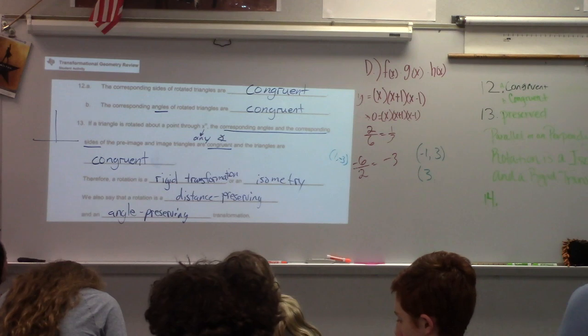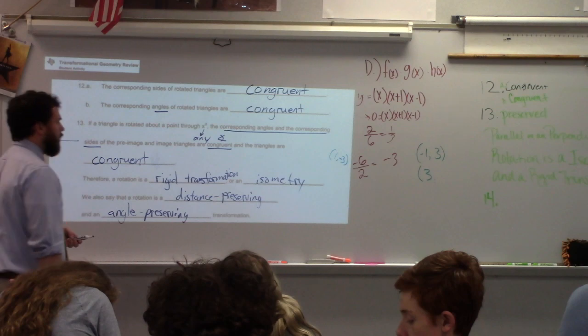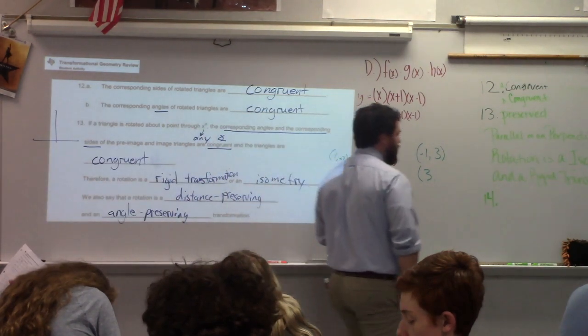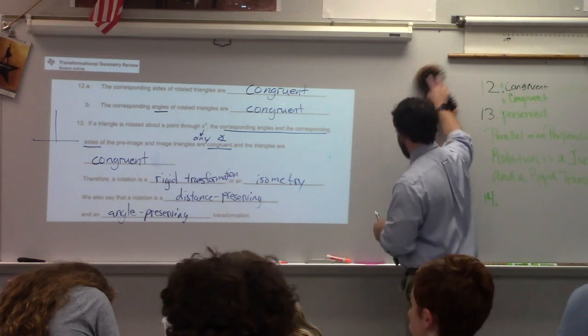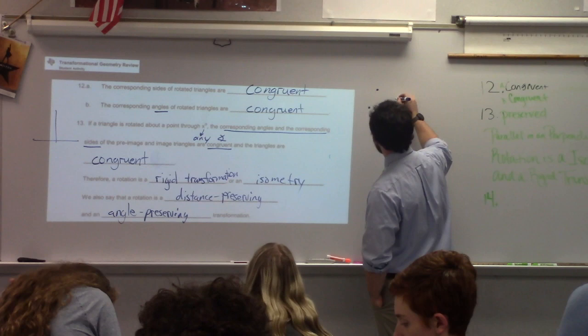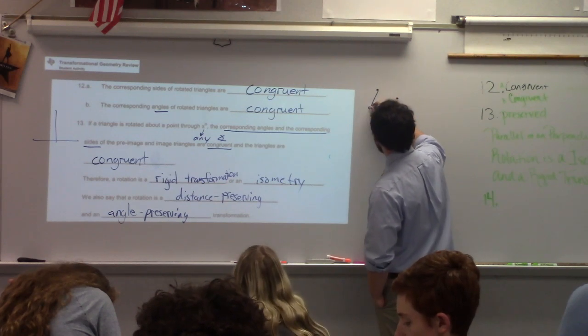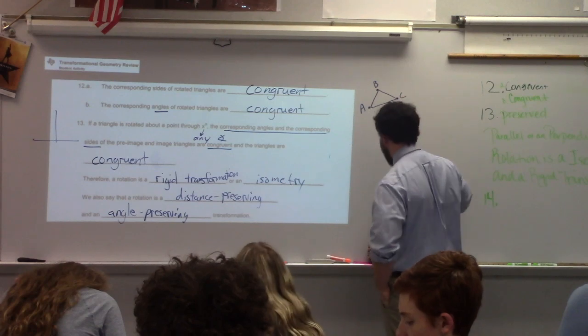That's the whole point, that the pre-image and the image are congruent. One detail I do want to point out and remind you of here. So I'm going to call this triangle ABC. And you will want to make a note of this on your paper.